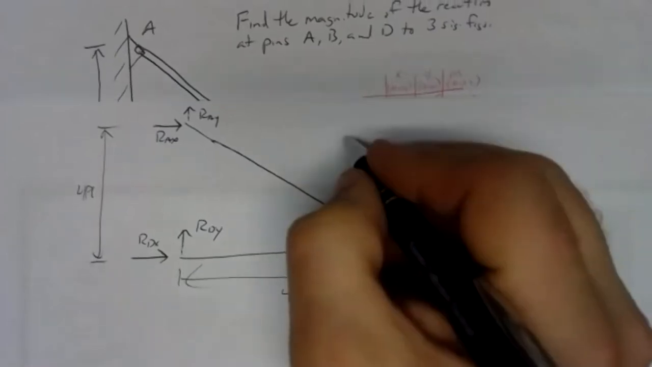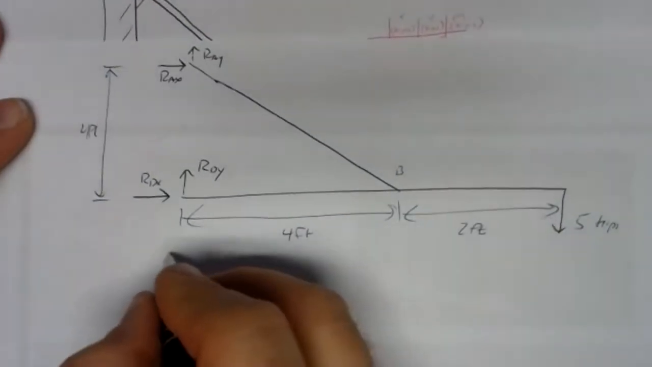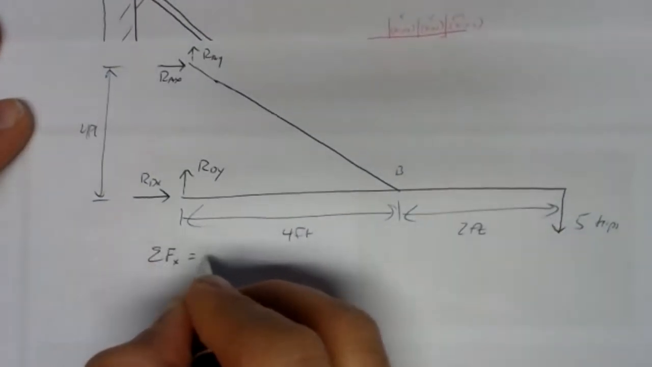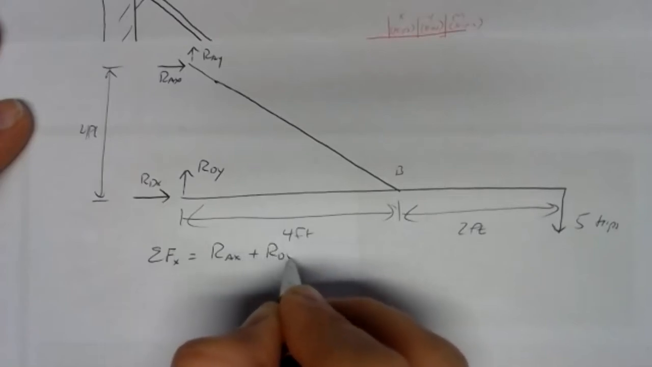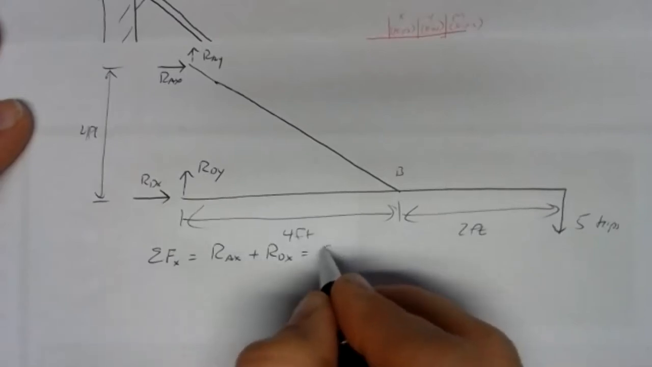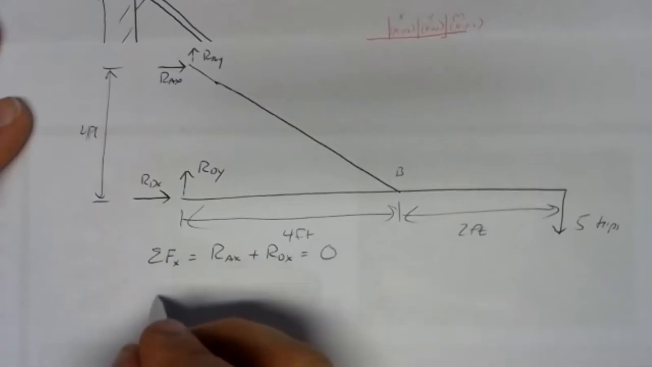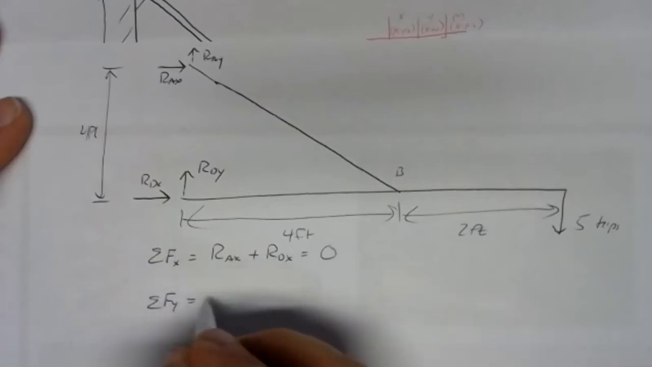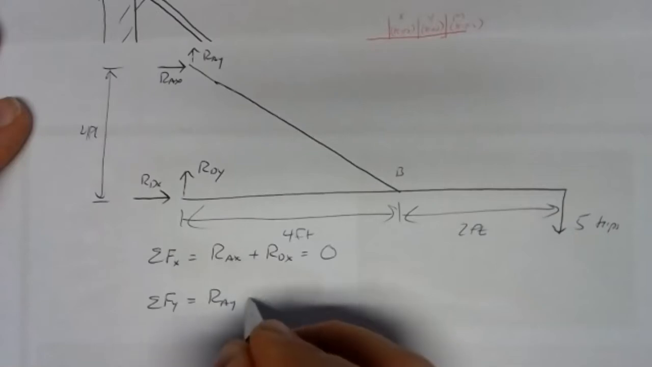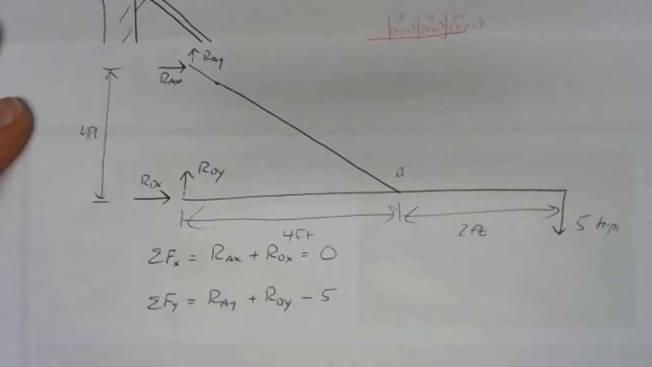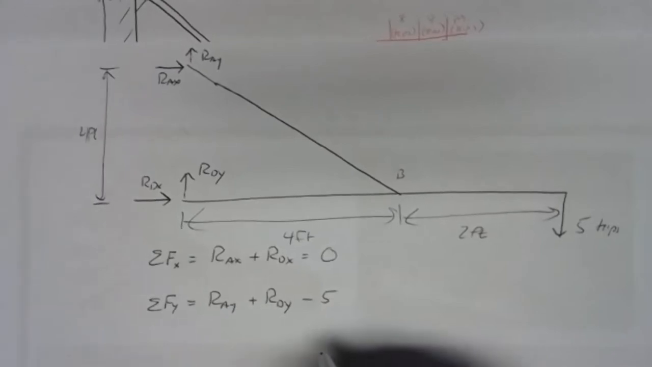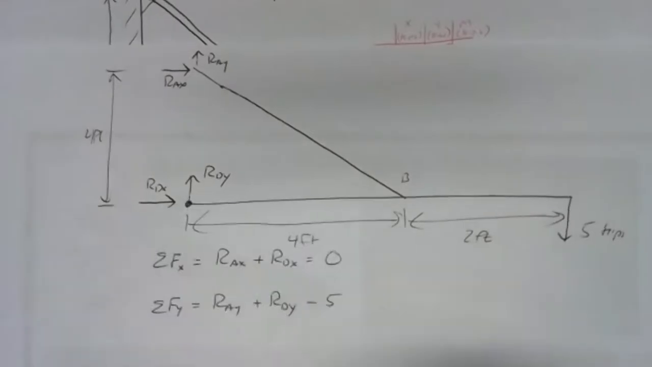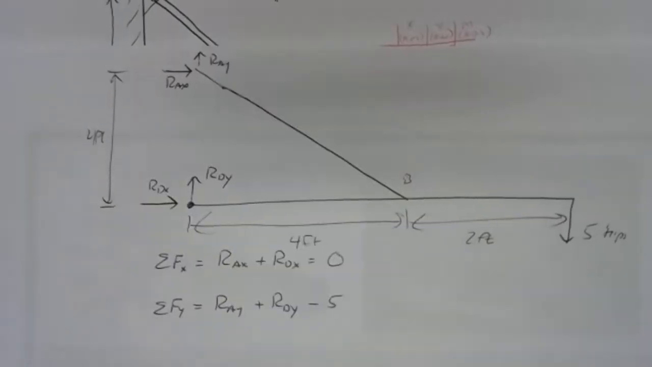If we do our sum of forces in the x direction, we've got positive RAX and a positive RDX, and nothing else in the x direction. If we do our sum of forces in the y direction, we've got a positive RAY, we've got a positive RDY, and a negative 5. And then we have to pick a pivot point and do our moments about that pivot point. I'm going to pick D on this one for no particular reason. A would have worked just as well.